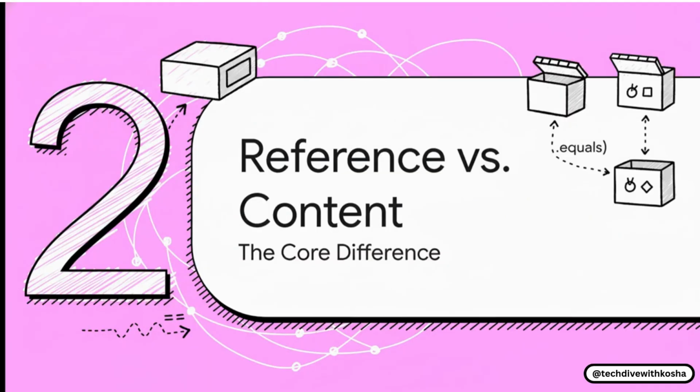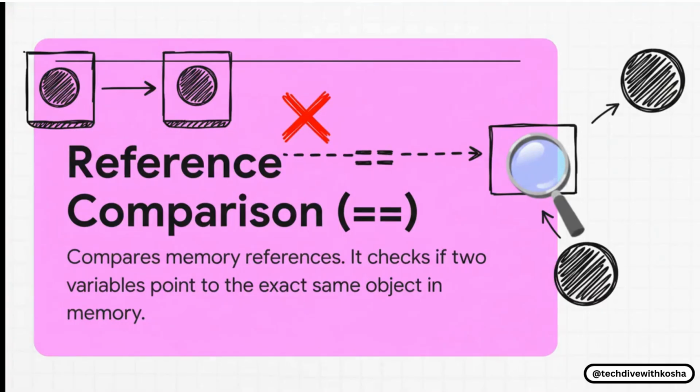Okay, so this whole thing really boils down to one central idea. Are we comparing where something is or what it is? Are we talking about its location in memory, its reference, or are we talking about the actual data inside it, its content? Let's start with double equals.